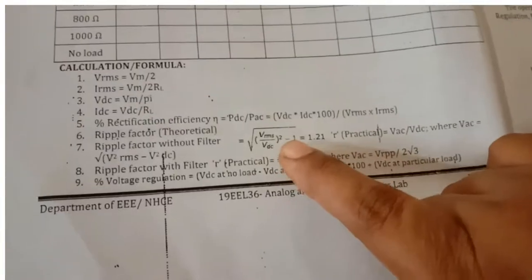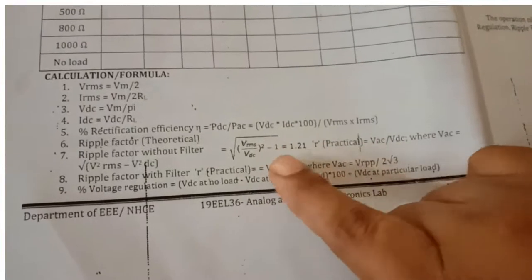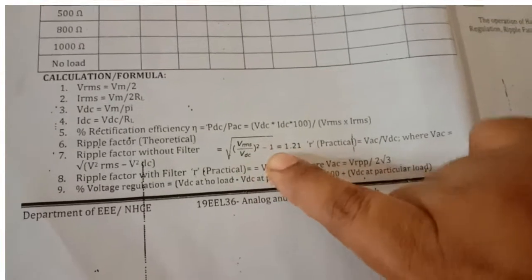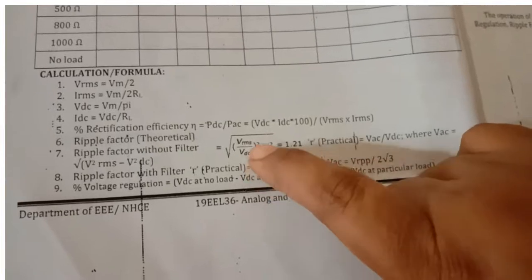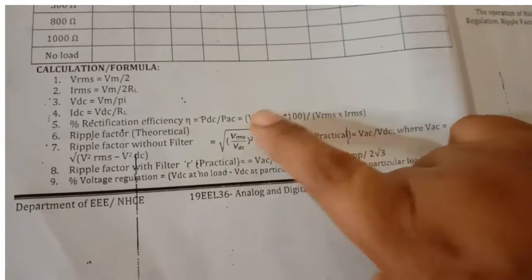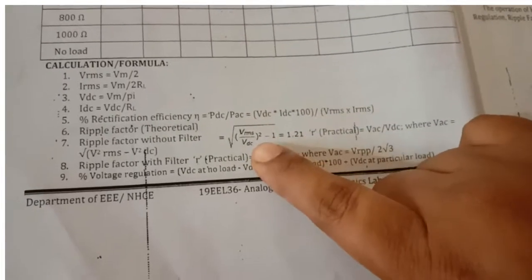So here I have given the ripple factor formula. Without filter, the ripple factor formula is the square root of (Vrms by VDC) whole squared minus 1. So you have to find out this value. Vrms by VDC is in the table. Find out the ratio, square it, subtract 1, and take the square root. That will give you the ripple factor value.